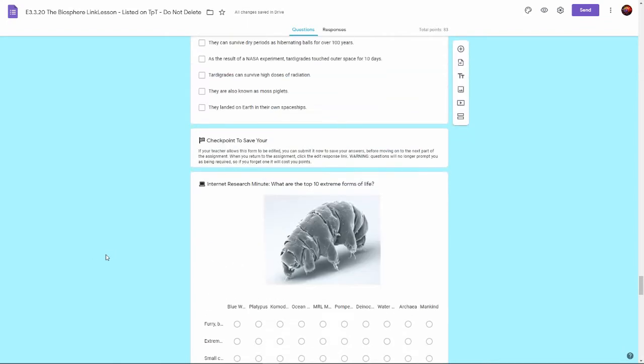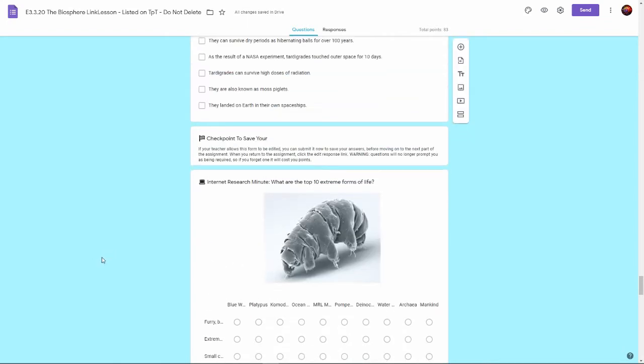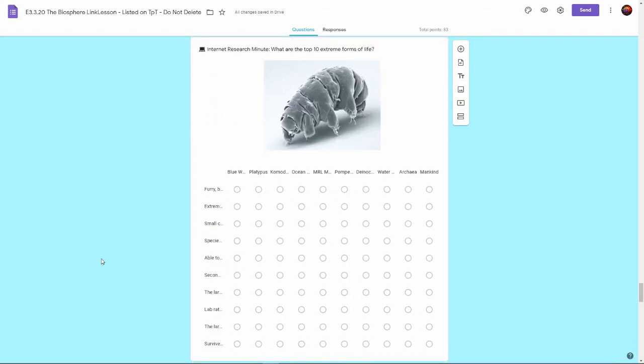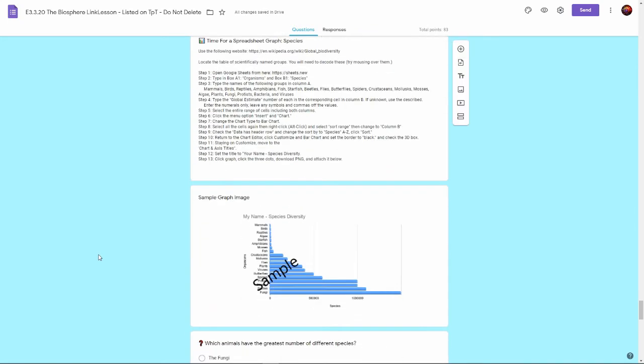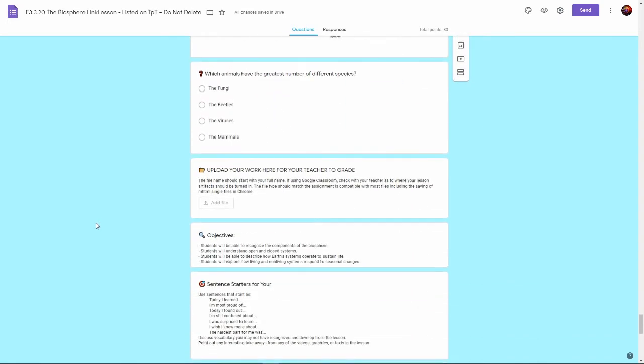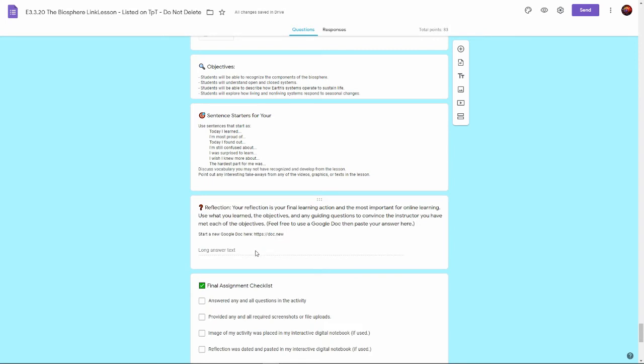Once they reach the checkpoint, they can save the lesson at this point and return later, or continue working on the Internet Research Minute. This one happens to examine the 10 most extreme forms of life on the planet. And then there's a spreadsheet graph activity where they will collect data from the internet and produce a bar chart on species diversity. That will be uploaded here before they complete the reflection on their learning.